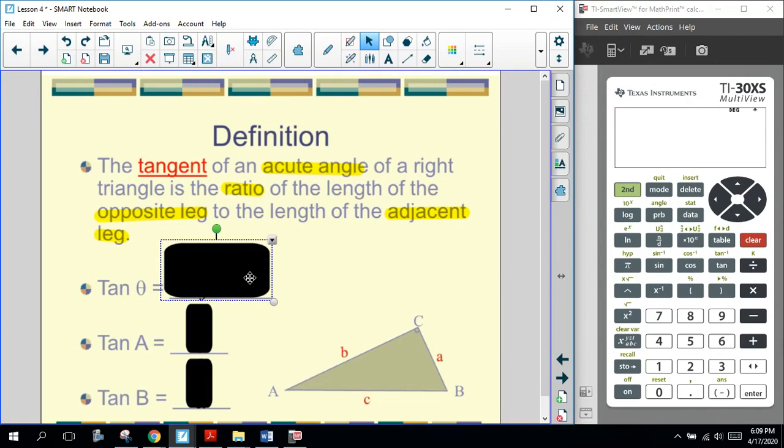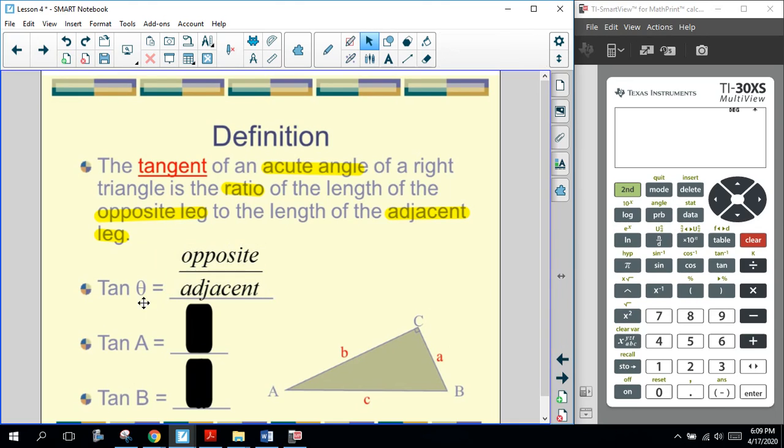So if I take this definition and I write it in the form of an equation, it would look something like this. It would start out saying the tangent of theta. Well, theta in math represents typically an angle measure. So this is the tangent of some angle measure, happens to be an acute angle, and it's equal to the opposite leg over the adjacent leg. So if I take this definition and apply it to this diagram here, ABC, where we say lowercase a, lowercase b, and lowercase c represent the length of the sides.